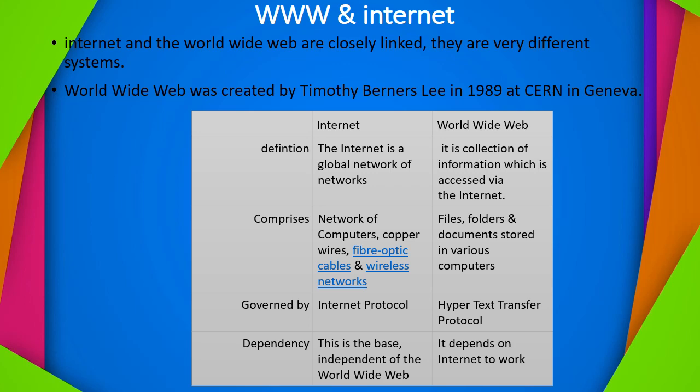The internet is governed by the internet protocol, and the World Wide Web is governed by the hypertext transfer protocol. The internet is independent of the World Wide Web, and the World Wide Web is dependent on the internet, because only through the internet are you getting the information.